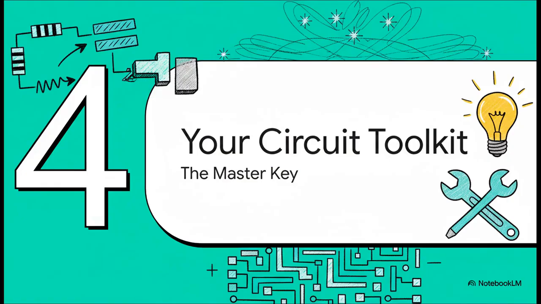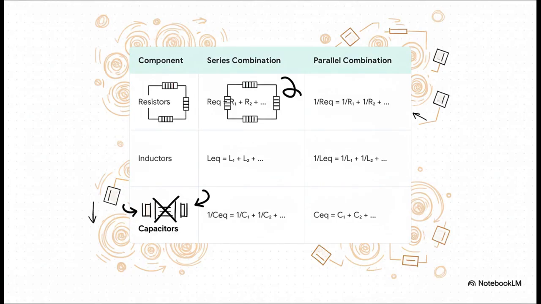So we've gone through resistors, we've covered inductors, and we survived the big capacitor twist. Let's pull this all together into one simple, powerful toolkit that you can use for pretty much any circuit. Think of this slide as your master key. It's got all the rules in one spot. You can see it clear as day. Resistors and inductors are partners in crime. They follow the exact same logic. And then you've got capacitors, the rebels, doing the exact opposite. This is your ultimate cheat sheet for simplifying circuits.